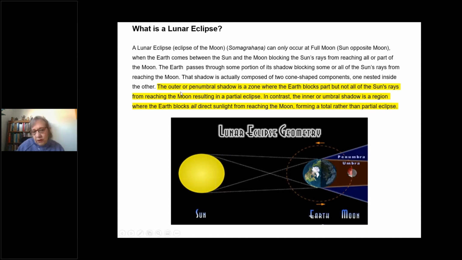And then this is important: the outer or penumbral shadow over here, that is a zone, I'm going to put on my laser pointer. I think maybe that'll be better. So the outer or penumbral shadow is where the earth blocks part, but not all of the sun's rays from reaching the moon. So it results in a partial eclipse. In contrast, the inner shadow, or umbral shadow, is a region where the earth blocks all direct sunlight from reaching the moon, forming a total rather than a partial eclipse.